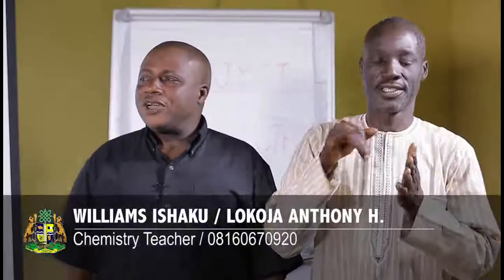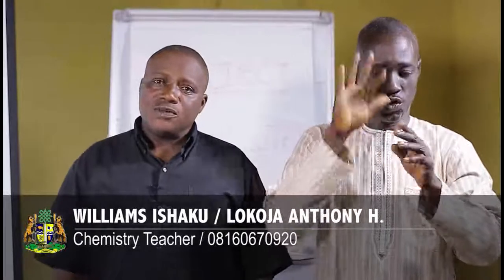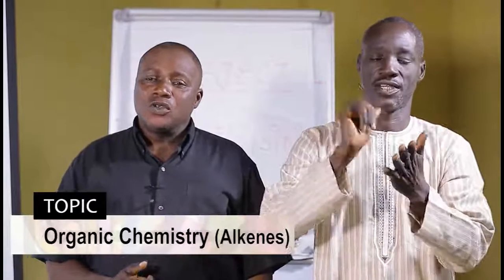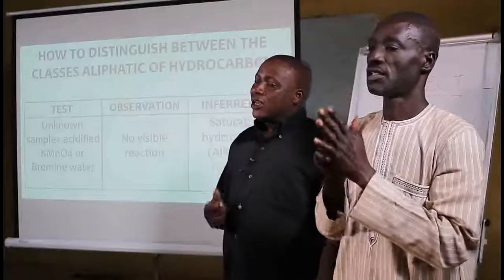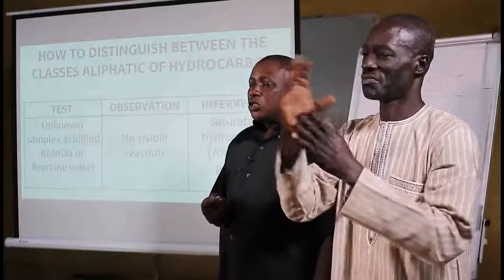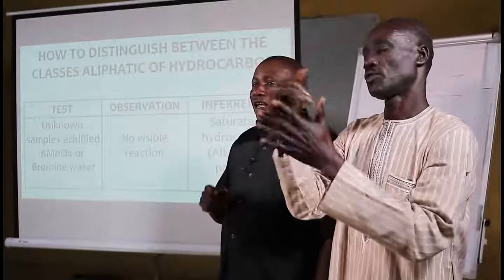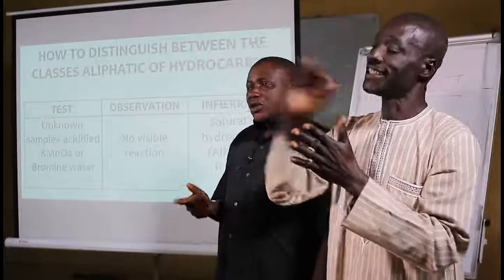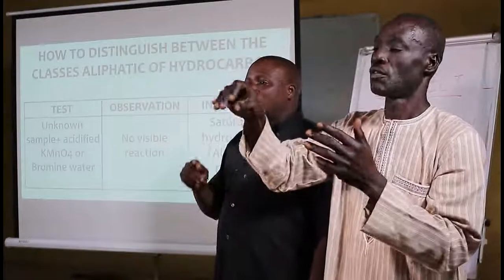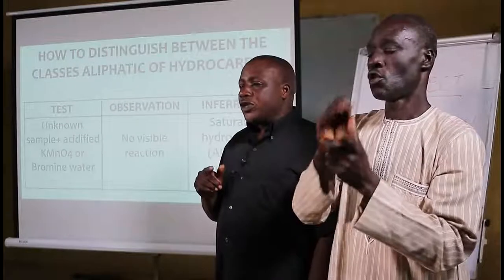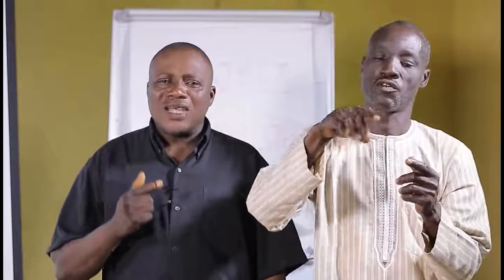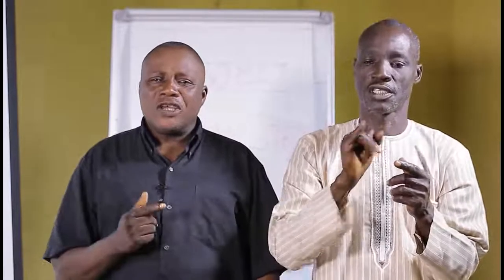Students, it is very important for us to know how to distinguish between the saturated and the unsaturated classes of hydrocarbon. To do that, in our respective laboratories, we make use of certain reagents. If we want to distinguish between the saturated hydrocarbon and the unsaturated hydrocarbon, the common reagents we use are potassium tetraoxomanganate(VII) or bromine water. The color of the potassium tetraoxomanganate(VII) is purple.